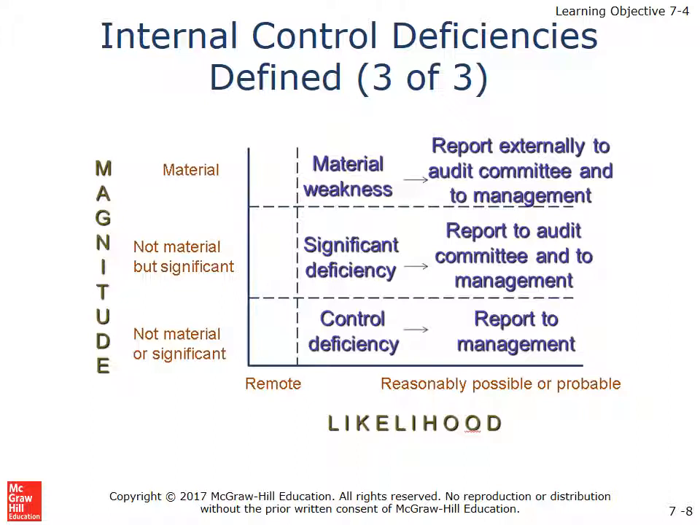If it's not material but significant, so it's not going to create a material misstatement on the financial statements, but there is an issue, that's a significant deficiency. This should be brought to the attention of the audit committee and management. If it is material, meaning it will cause a material misstatement on the annual financial statements, and it's reasonably possible or probable to occur, then we must report it externally in our report and to the audit committee and to management. So it all depends on the level of magnitude and likelihood how a deficiency will be reported.